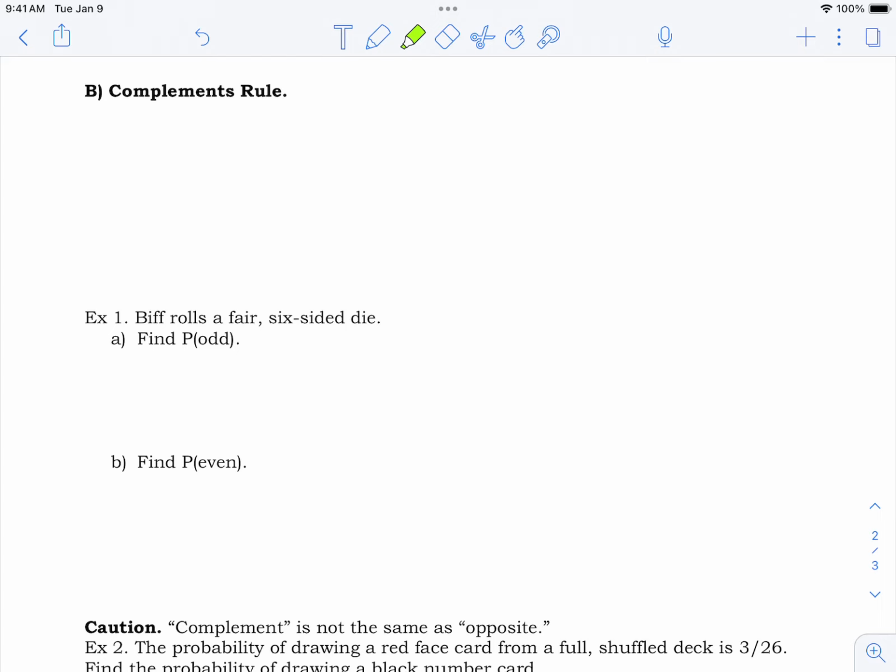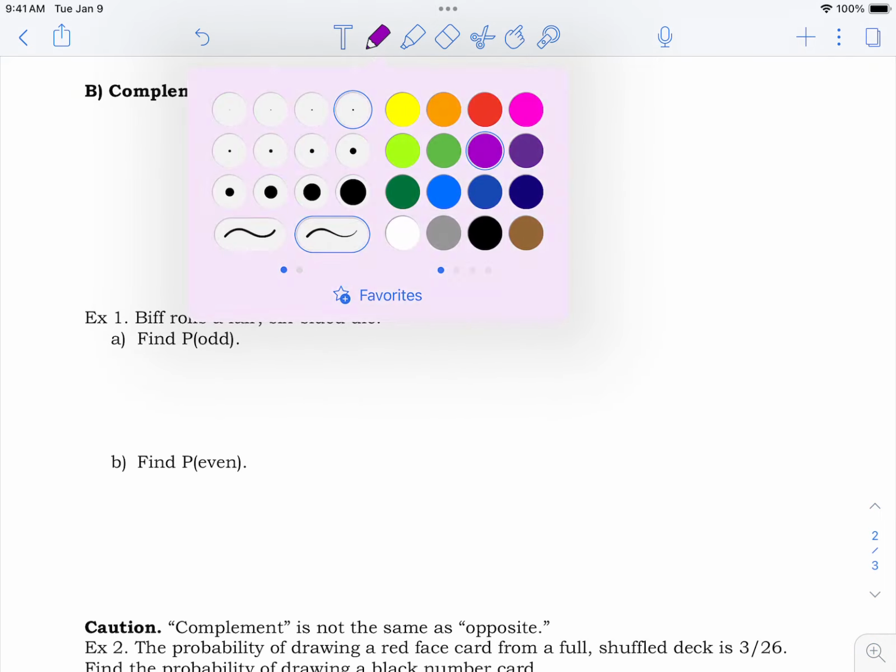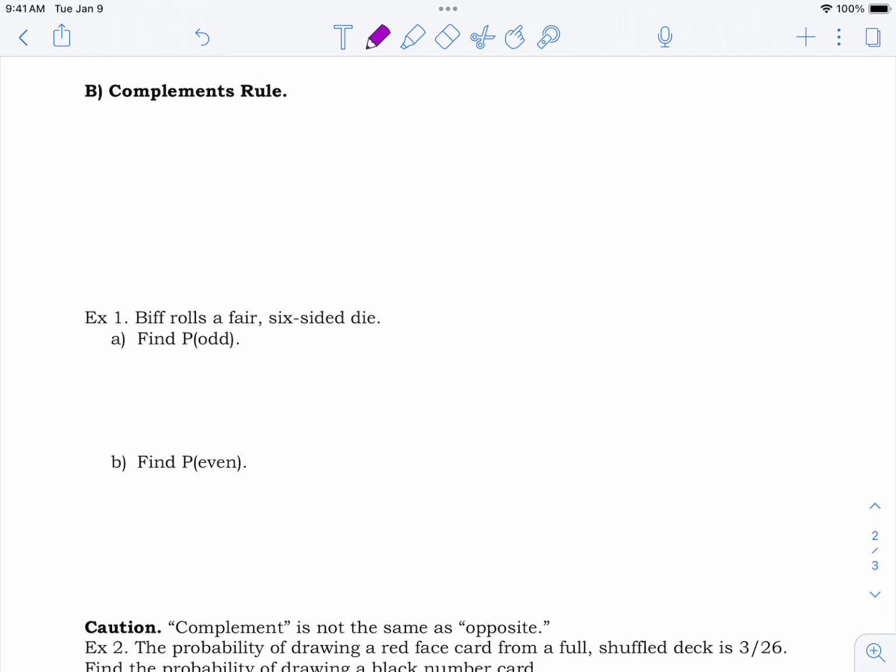Now, mini lecture part 2. Something called the complements rule. This will be the star of the show in our next lesson, but in this lesson I do want to just introduce it. I guess I'll be purple for a while. The complements rule kind of goes like this.